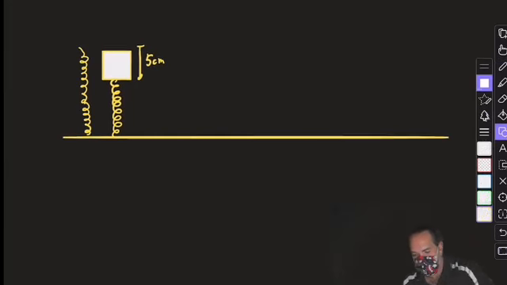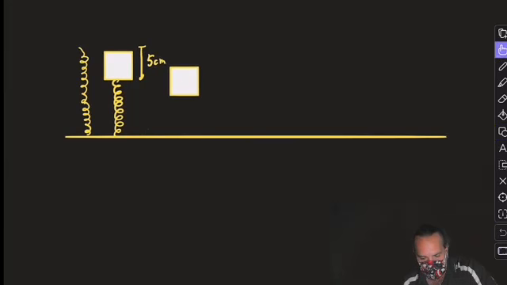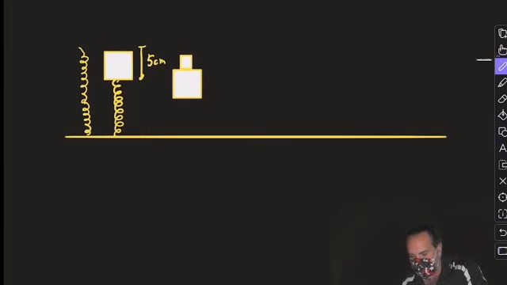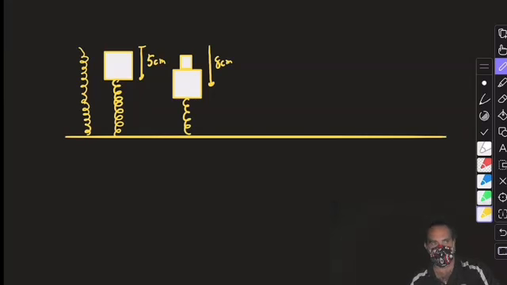Then I placed another box on top of the first box. And the box descended another 3 centimeters. So now I am 8 centimeters beneath the location where the spring was at rest, where the spring was fully extended. Everybody follow that? That is all just mg equals kx. And the spring's 1,000 newtons per meter.